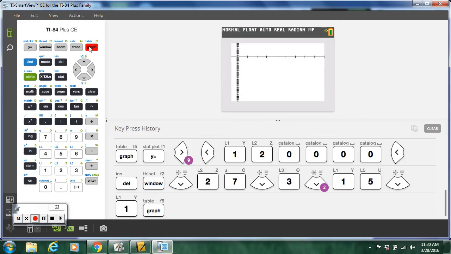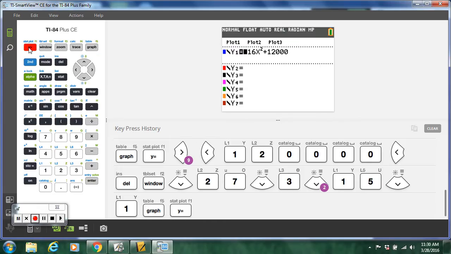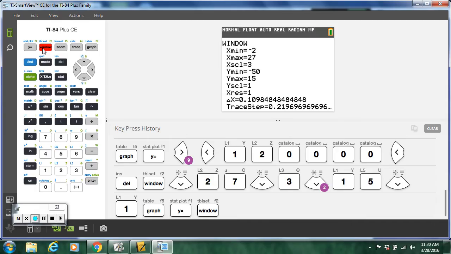So when we graph, what did I do wrong? What would happen here? First thing I should do is check my what? The equation. Check my equation, see if I typed it in there right. Negative 16x squared plus 12,000. Is that the correct equation? Okay, so if I go to my window, what's going on here?